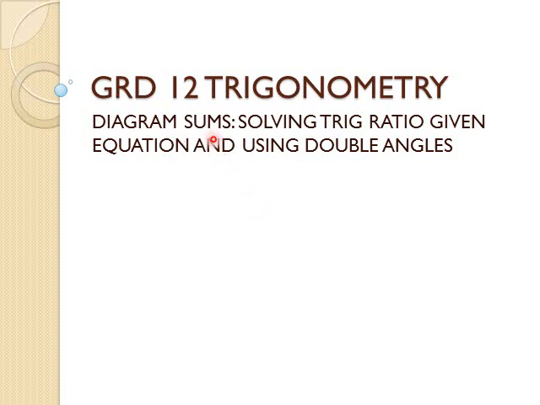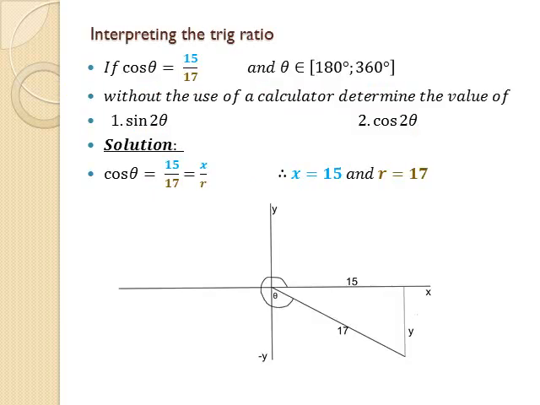Now we're looking at the second way or variation of diagram sums. We're going to be using double angles given a trig equation to solve. Given to us, we have to interpret the ratio. If cos theta equals 15 over 17, it's an element of 180 to 360, meaning from the third quadrant to the fourth quadrant. Without the use of the calculator, we must get these two double angles.